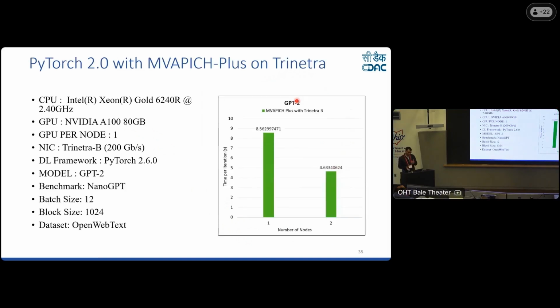Next, in the earlier presentation of MVAPICH, we have seen that PyTorch 2.0 has been released with MVAPICH support. So this also we have tried over our cluster. Here, we tried with only two nodes. Each is having an NVIDIA A100 80 GB card. We have tried GPT-2. As we are increasing the number of nodes, since we already have 2 nodes here, the time is decreasing here.